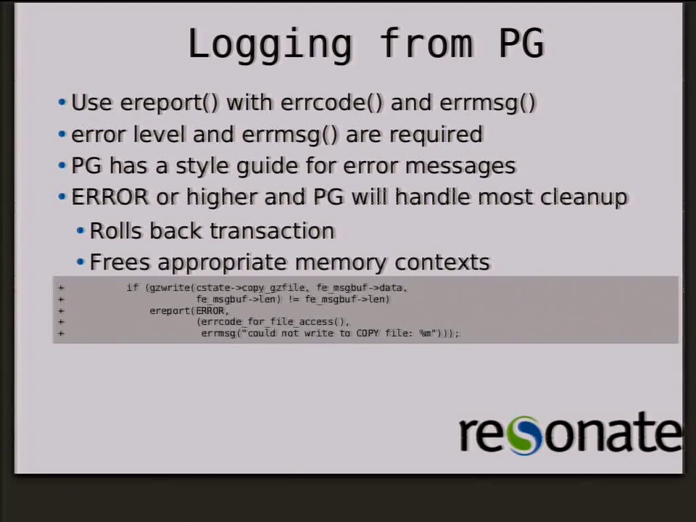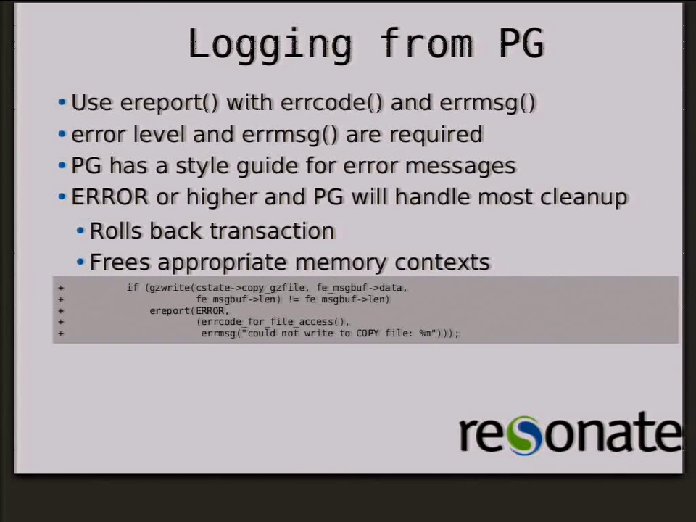If it's error or higher when you're doing an ereport, this is one of the things I was mentioning earlier, it will actually clean up your transaction for you. It will clean up your memory context for you, and it will handle a lot of that. So you don't have to worry about trying to do some goto end or deal with all of that yourself. If you come across a big error like this one here, where I tried to do a gzwrite and got an error back from that process, I can just ereport error and I'm done, right? In general, I don't have to worry about cleaning things up after this because it will handle all of these different things.